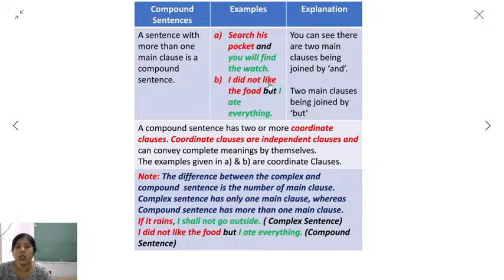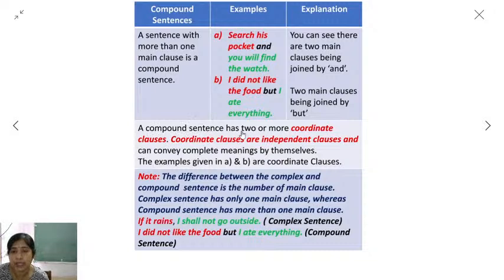Next one is I did not like the food, but I ate everything. You can see there are two main clauses being joined by and. So these two clauses are joined by and, and the next two main clauses are joined by but. So got it, my dear? So try to understand this one.